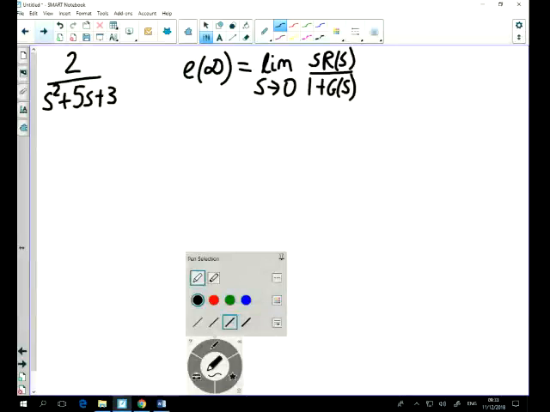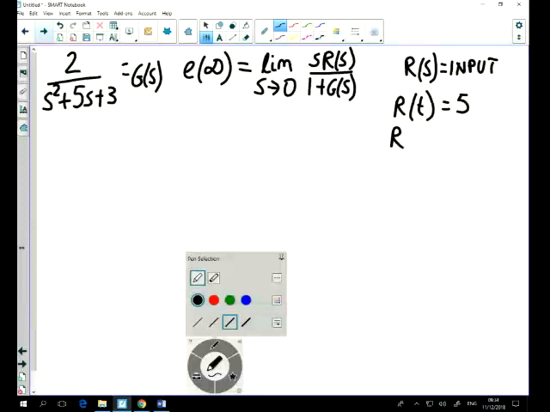R of s is your input, obviously. G of s is your transfer function. So this is G of s, and R of s is your input. Then it's really just a matter of putting everything into that equation. You've been told that R of s is a step of 5, I think. Looking backwards and forwards here, but yeah. Oh, sorry, so r(t) equals 5, and when you transform it, that means R(s) equals 5 over s.